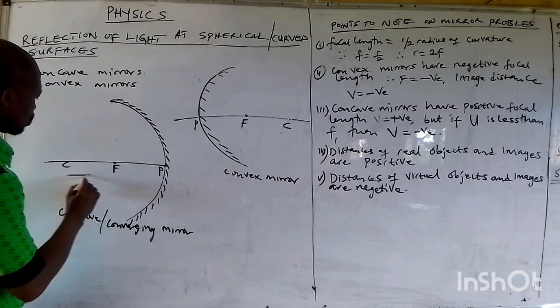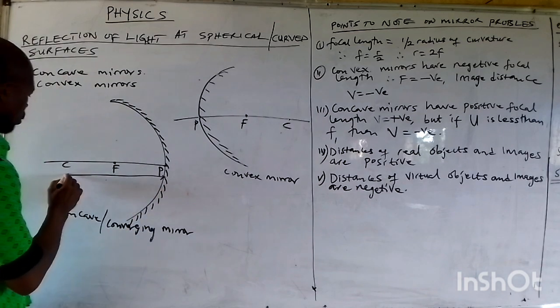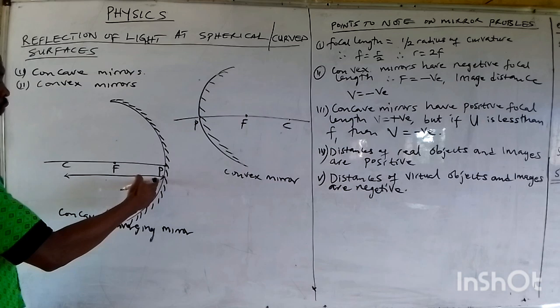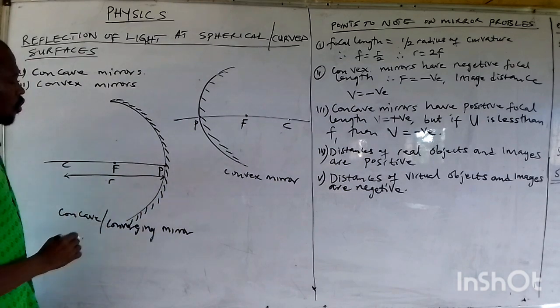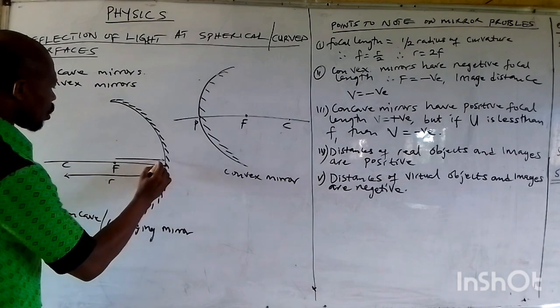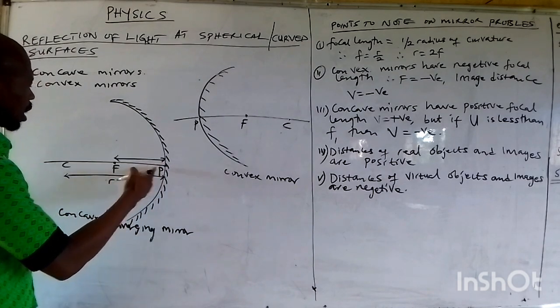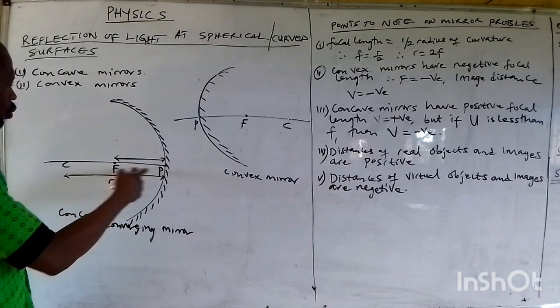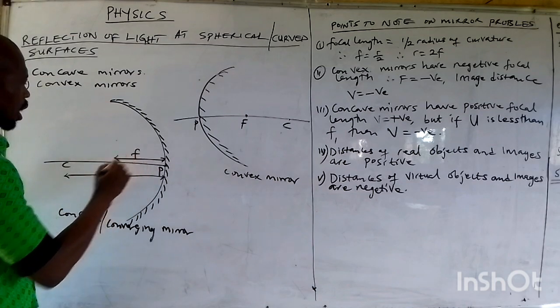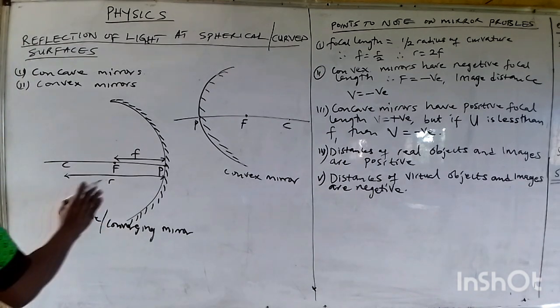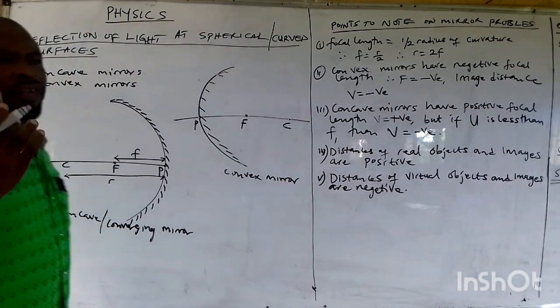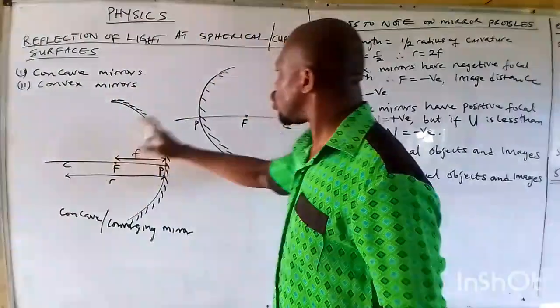The distance between the pole and the center of curvature is the radius of curvature, while the distance from the principal focus to the pole is the focal length. Now, the nature of image produced by these two mirrors.